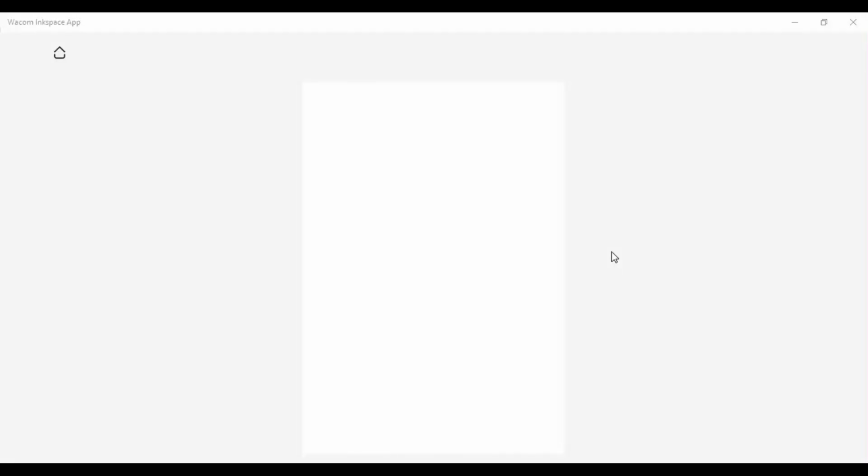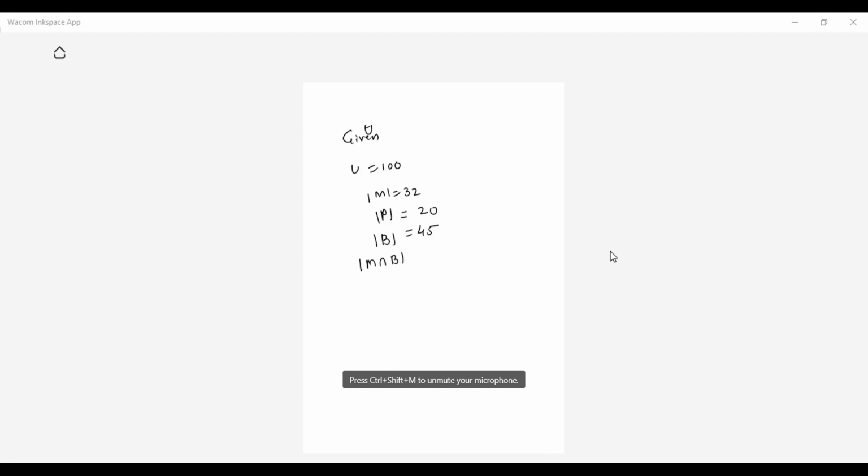What is given that you have to write first, student? So given is U is 100. Then M is 32. Then P is 20 and B is 45. M intersection B they have given as 15. M intersection P they have given as 7. P intersection B they have given as 10. Now, how do I write 30 mathematically? I think I have got the answer in the chat box.